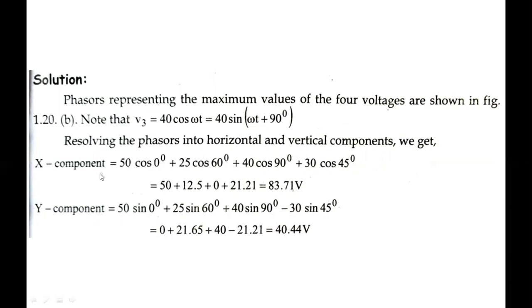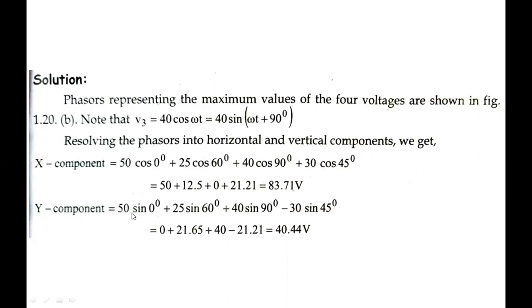Now let us find the x component. X component is 50 cos 0, that is Im1 cos phi 1 plus Im2 cos phi 2, 25 cos 60, plus 40 cos 90, plus 30 cos 45. That is 50 plus 12.5 plus 0 plus 21.21, which is equal to 83.71, the x component.